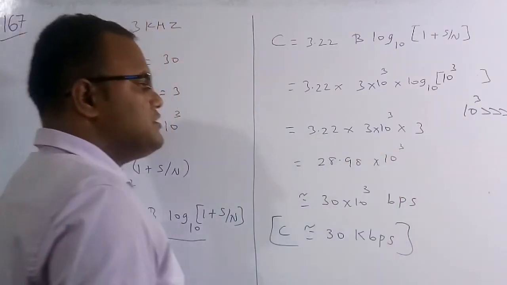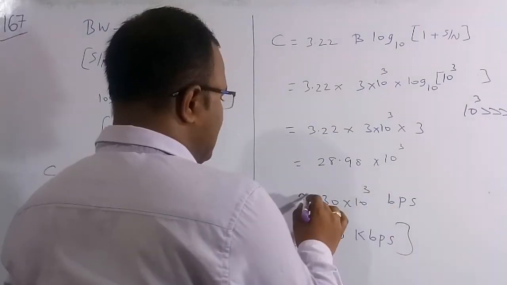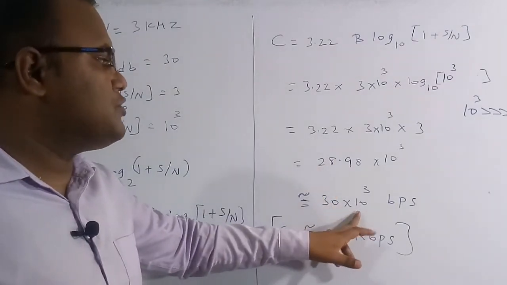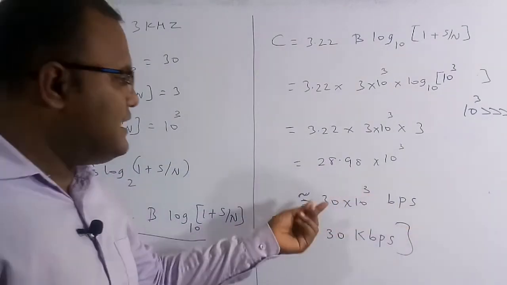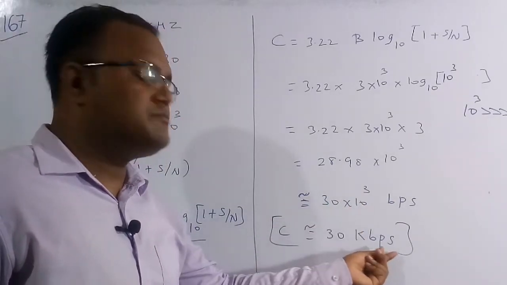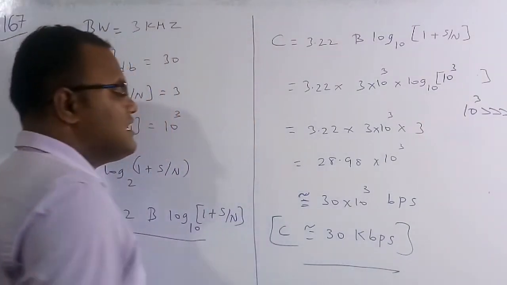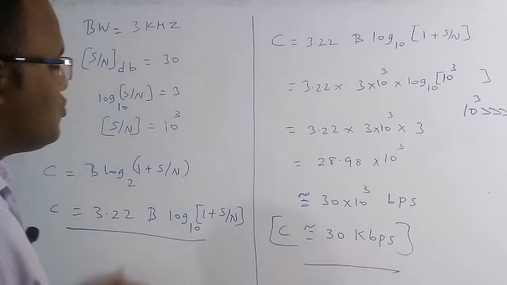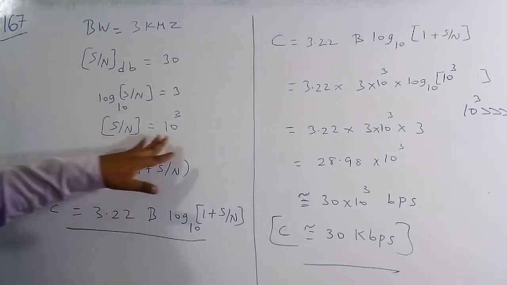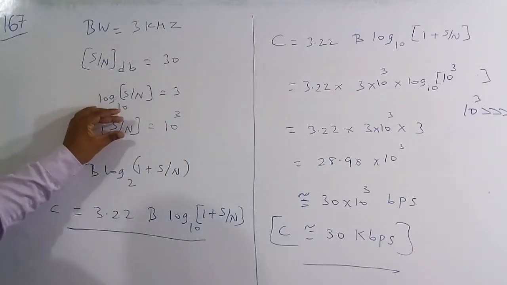If you do the multiplication, we get 28.98 into 10 to the power of 3. Nearly we can equate it to 30 into 10 to the power of 3 bits per second. So 10 to the power of 3 we can write as kilo, so 30 kilobits per second. We can say 30 kilobits are being transferred in 1 second through this telephone channel when the bandwidth is 3 kilohertz and the signal to noise ratio is 10 to the power of 3. It means the signal power is very high when compared to the noise power.